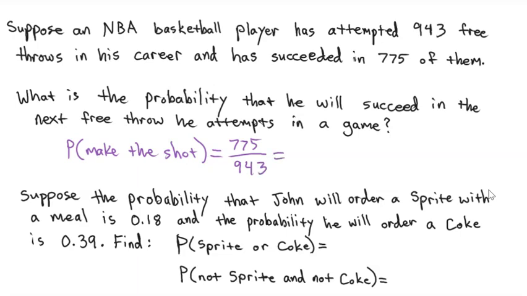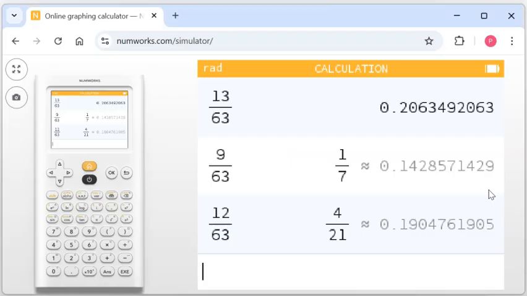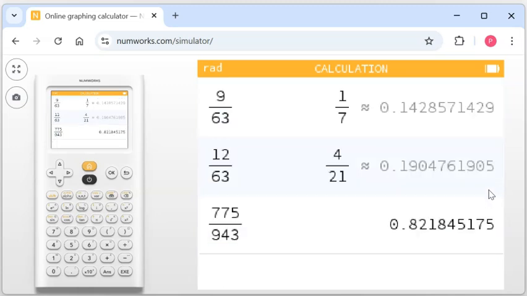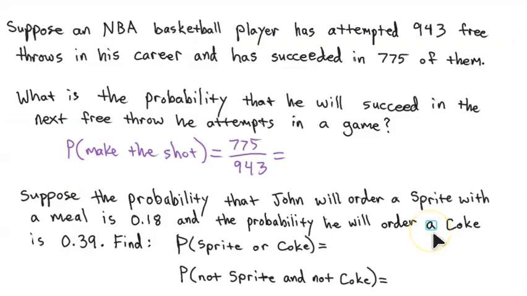And so we're going to do this in the calculator. 775 divided by 943. It's going to be 0.82, and this 8 will turn this 1 into a 2. So it's 0.822.